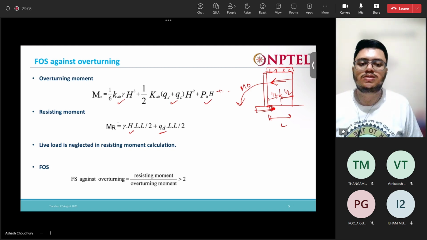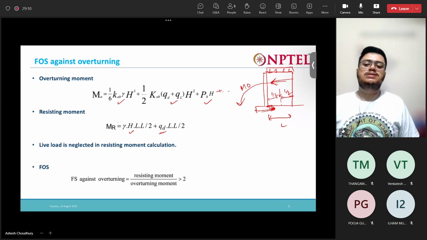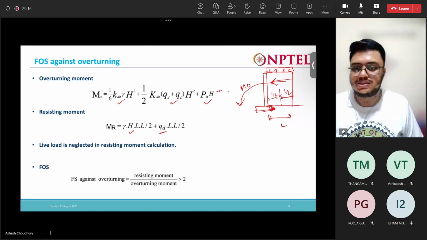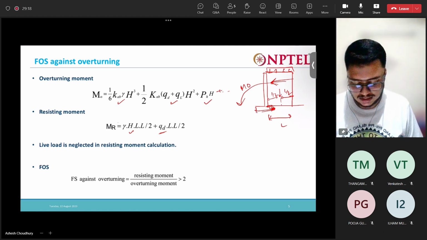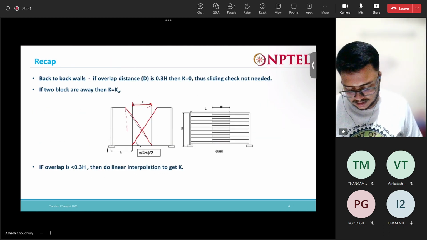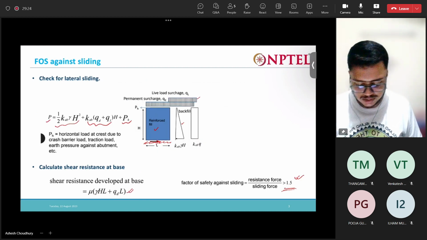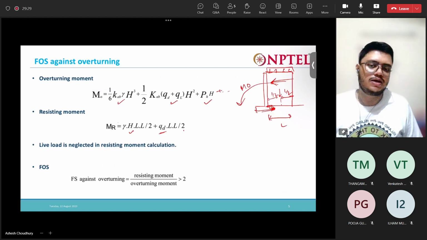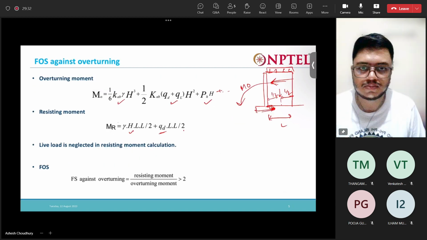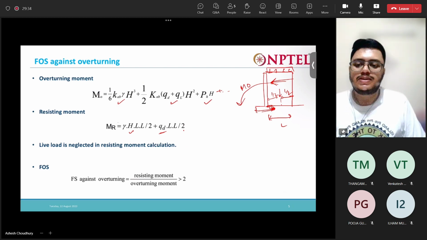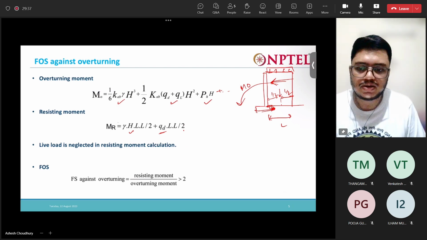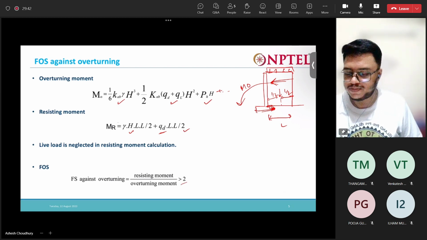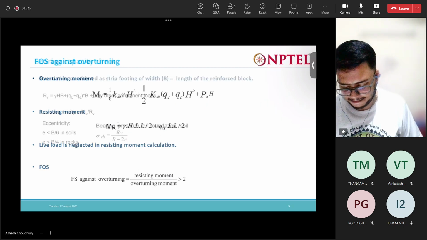One more thing you should notice here is that the live load is neglected in this resisting moment calculation. Generally we don't consider the live load while we calculate the resisting forces or resisting moment. Here also, in the shear resistance, we did not consider the live load. Similarly, the factor of safety against overturning, resisting moment by overturning moment, should be greater than 2.